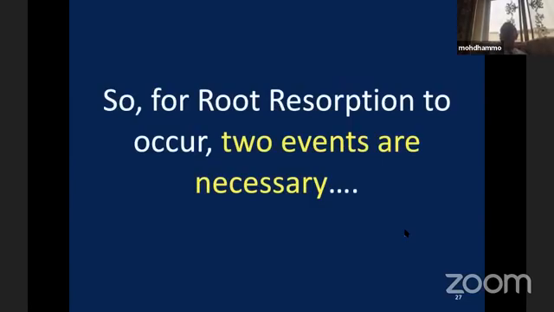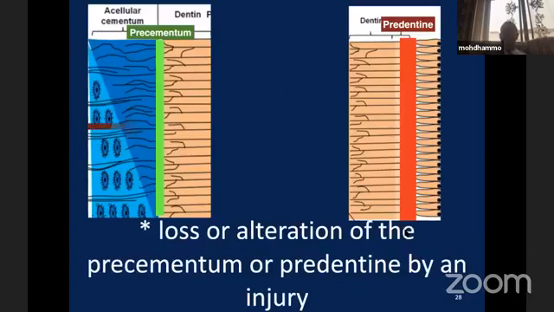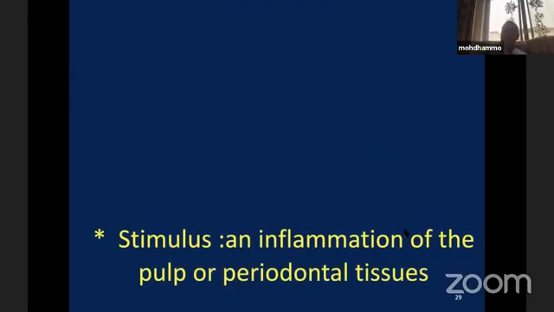So for root resorption to occur, we need two things. First, we need loss or alteration of the pre-cementum or pre-dentine by an injury. So if we have an injury and this injury affects either the pre-dentine or pre-cementum layer, resorption might occur. Second, we need a stimulus, either inflammation of the pulp or inflammation of periodontal tissues.